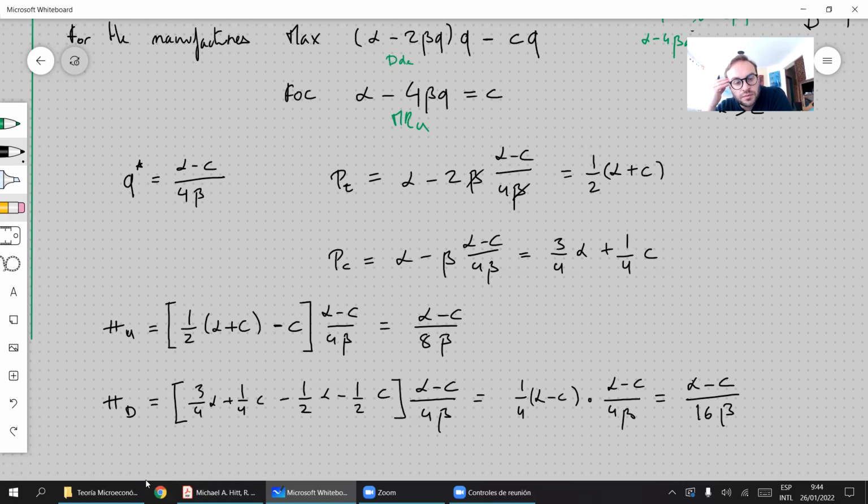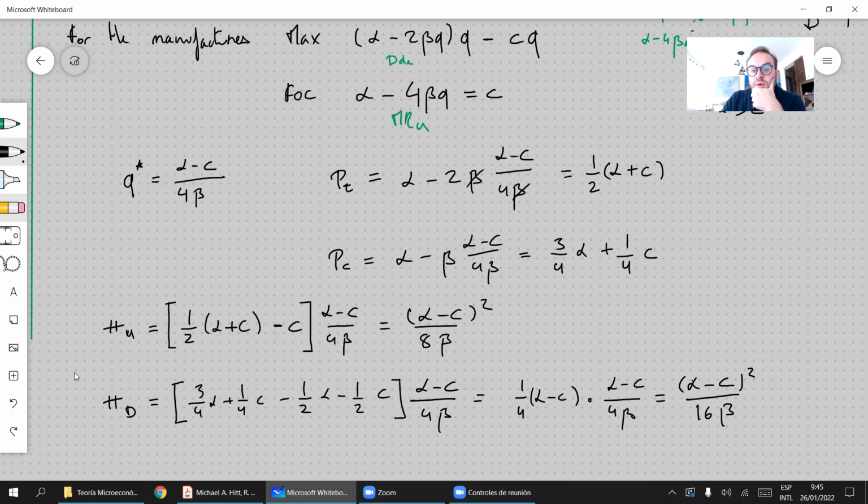In the benefits, isn't it alpha minus C squared? In which one here? The downstream. Yes, because I'm multiplying them together. Yeah, of course. Yeah, you're absolutely right. Great. Okay. So this is the computations. It's okay. It's not that complicated.